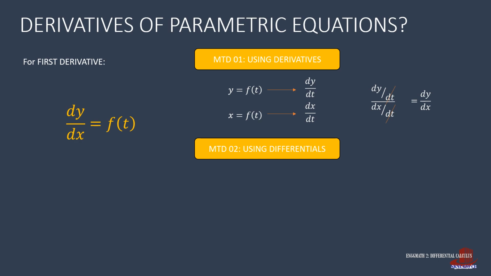The other method is through differentials. Having the two functions for y and x, take their separate differentials. dy is then equal to the derivative of the y function times dt. Then dx is the derivative of the x function times dt. Next is to take the ratio of dy over dx, where the dt's also cancel out, leaving dy over dx.